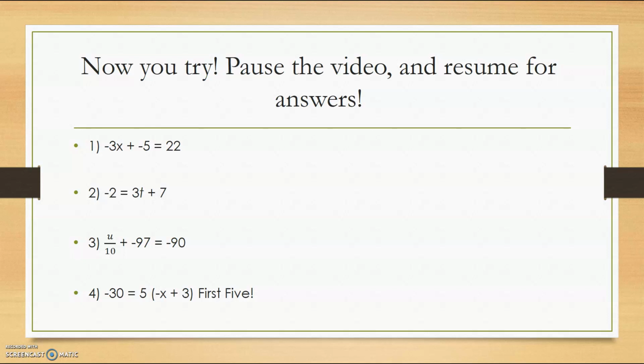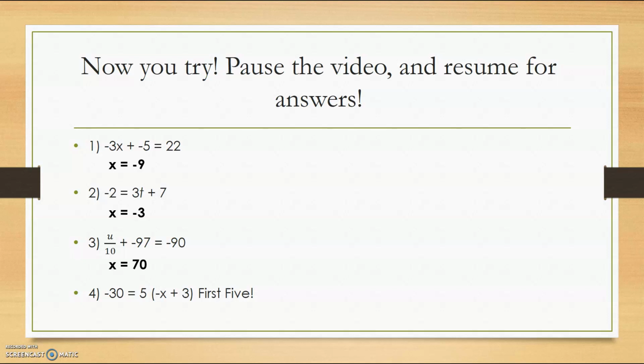All right, so hopefully you guys paused it and you did it, and now you're just reviewing your answers. For number 1, you should have gotten -9. Remember, once you get your variable, plug it back into the equation to see if 22 is what you got, okay? Number 2, you should have gotten -3. Again, plug it back into the equation. Number 3, you should have got 70. Plug it back in.